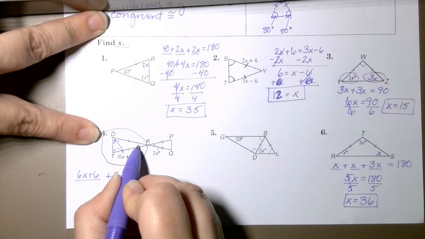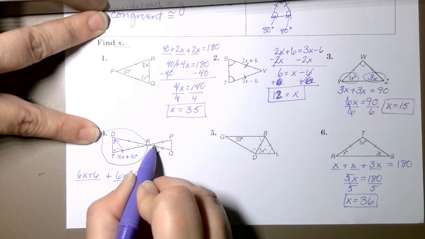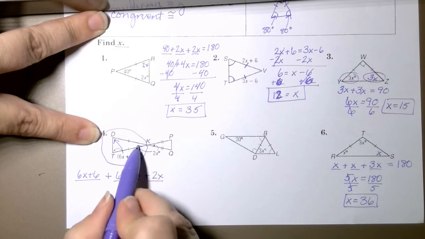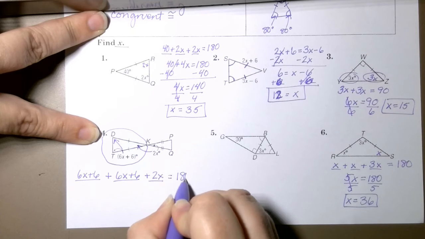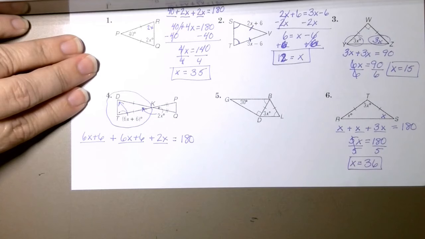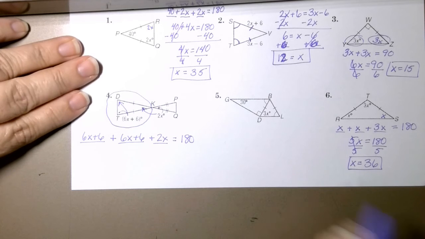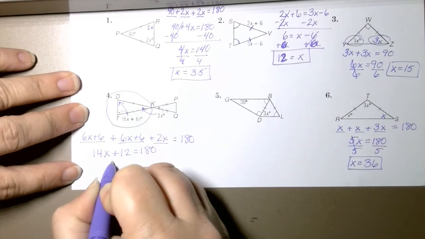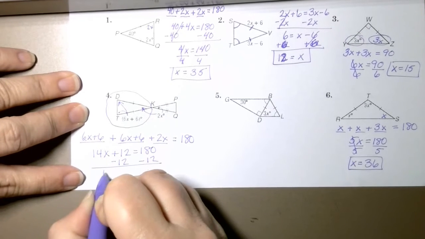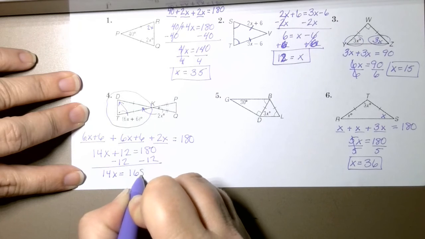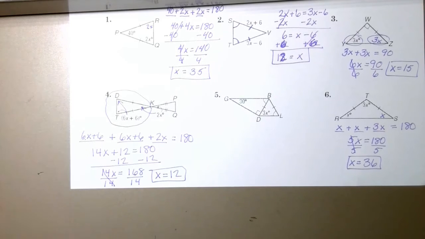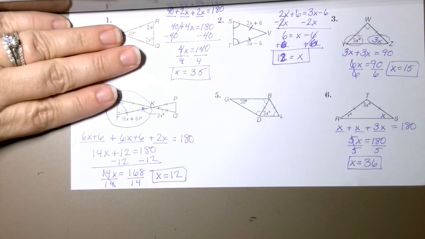What's this angle? Isn't it vertical to this one? So if this is 2x, then this is also going to be 2x. So plus 2x. There's the three angles of that triangle. So I set it equal to 180. Go ahead and solve that. What do you get for x? All right, look at the next one. The next one's interesting.